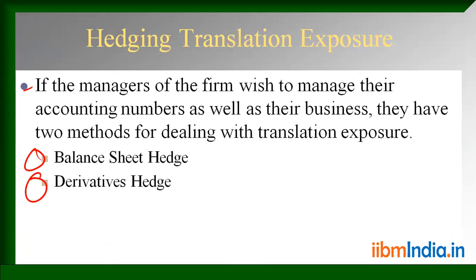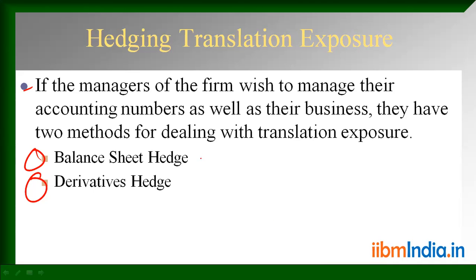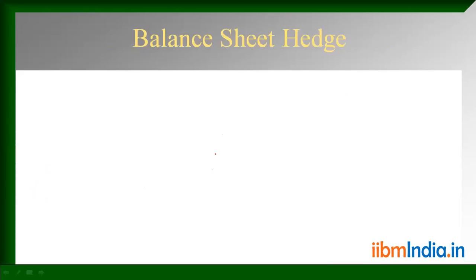If the managers of the firm wish to manage their accounting numbers as well as their business, they have two methods for dealing with the translation exposure. What are the two methods? Balance sheet hedge and derivative hedge.